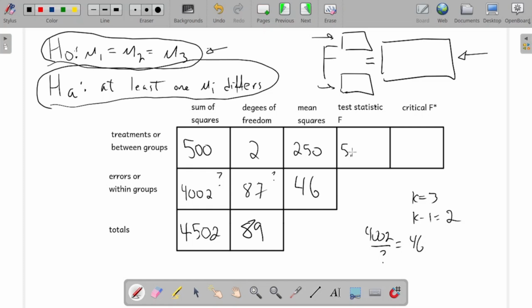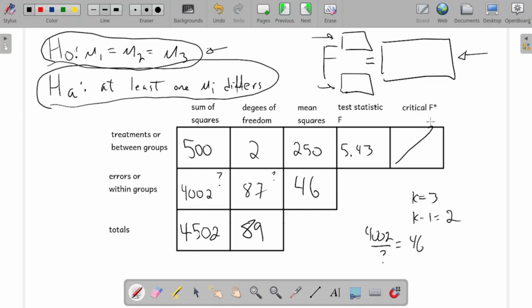We'll just call it 5. Now, we're just going to call it 5.43 because it really doesn't matter. We're not using that particular value in this question. So how do I answer the question, what is the distribution of the test statistic under the null hypothesis?